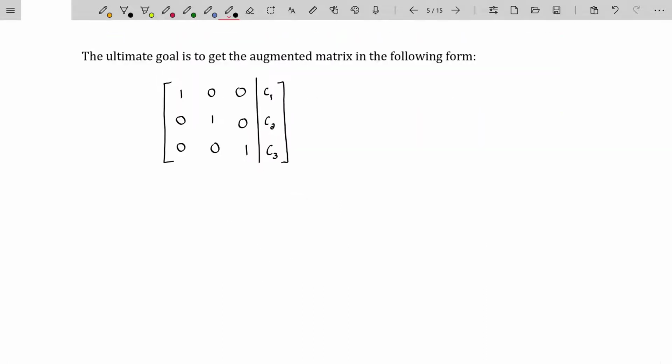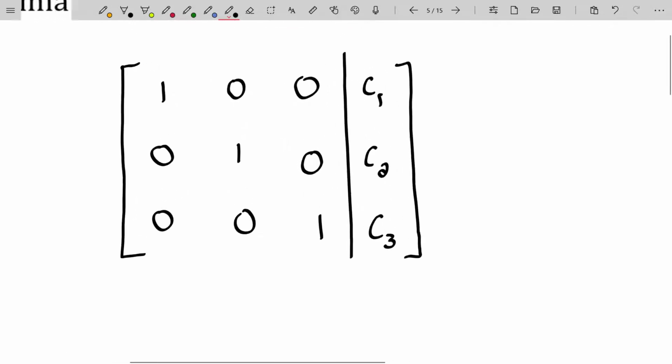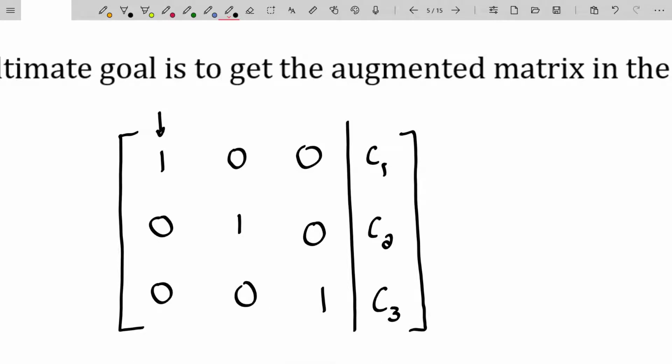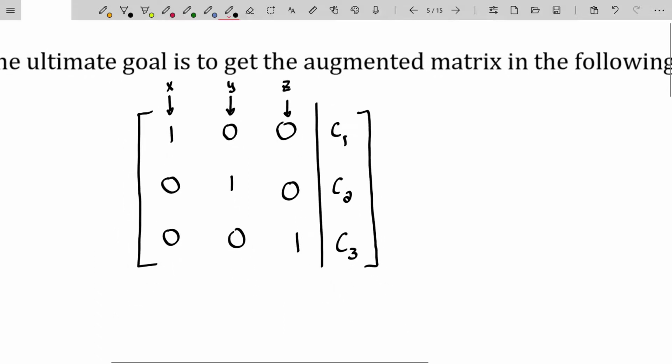Now, the ultimate goal when working with an augmented matrix is to get it into this form right here. You want to eventually be able to manipulate it to get into this form. Remember, this column right here stood for x values. This column stood for the y values, the coefficients that is, and that column stood for the coefficients of the z values.